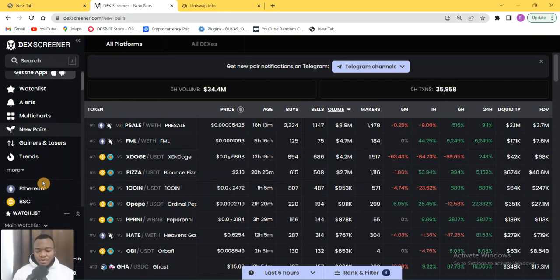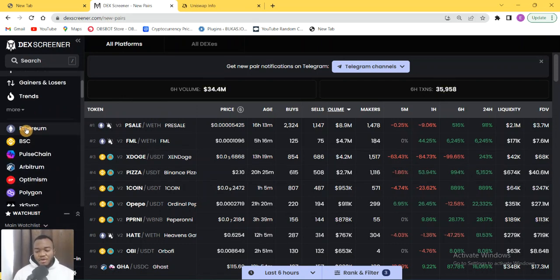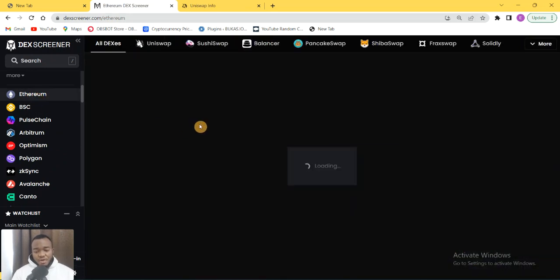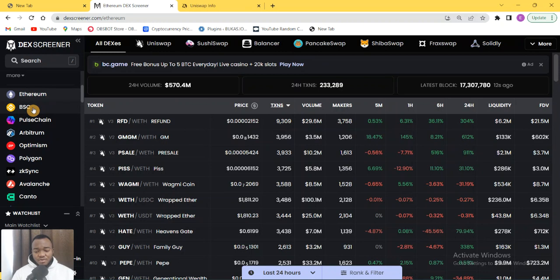Okay, so what we see here are the blockchains, the blockchain networks these tokens are being created on. When you click here, all the tokens you will be seeing are built on Ethereum. You can see that Refund is the number one token right now that is doing well on the Ethereum chain. It has done 304% in the last 24 hours.